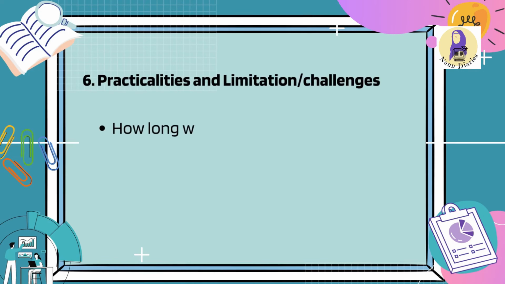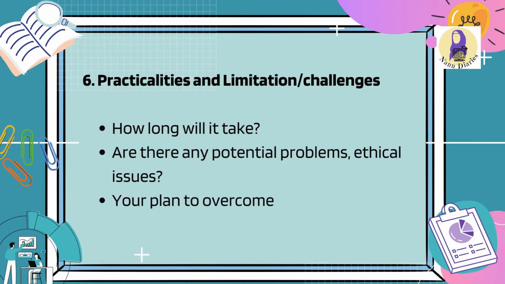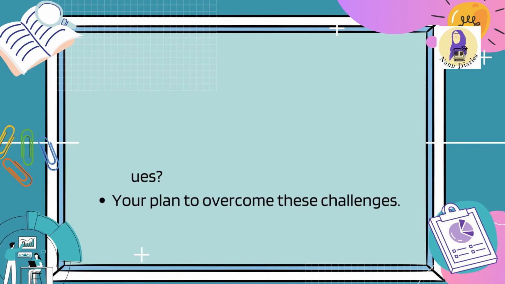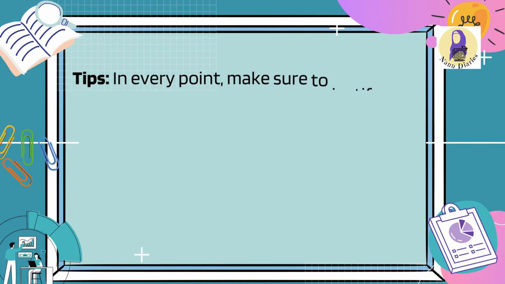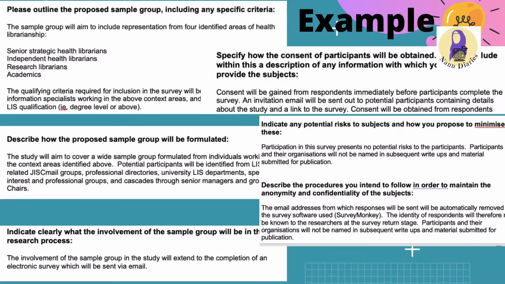After that, if you have any other space in your proposal, you can write your limitation of this research. In every point, make sure to justify your choices. For example, you choose to use this data A instead of data B. Why? So you need to explain it. So these are the examples you can see.